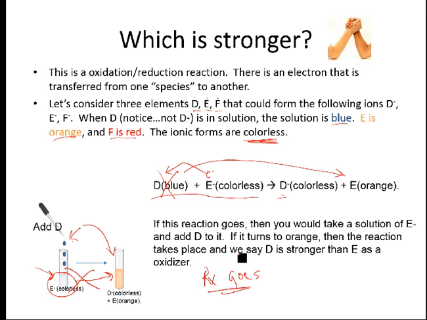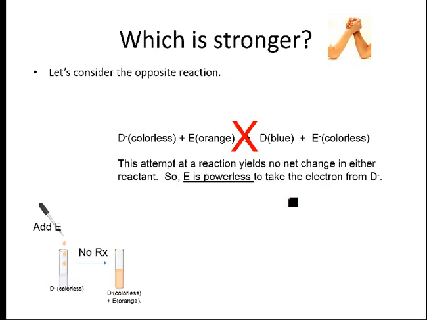We also say now, because this reaction did take place, that D is stronger than E as an oxidizer. But I do not mean E minus. I actually do mean D is stronger than E. Well, what does that mean? Well, consider the reverse reaction. I think I have that in the next slide.